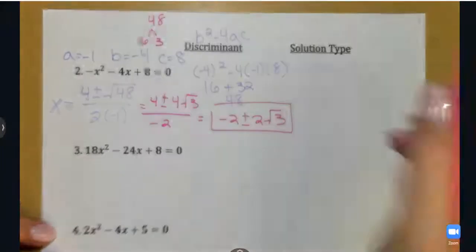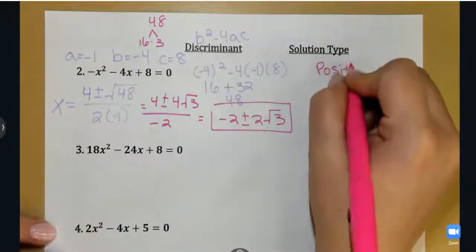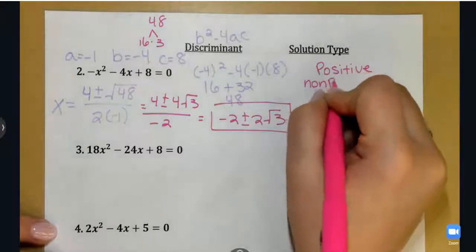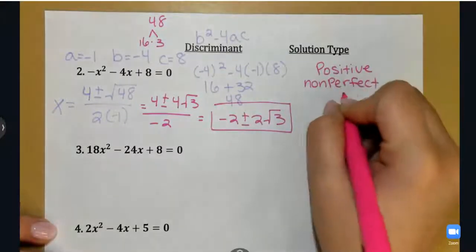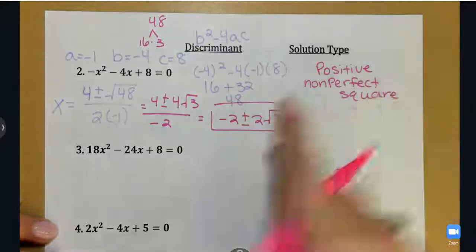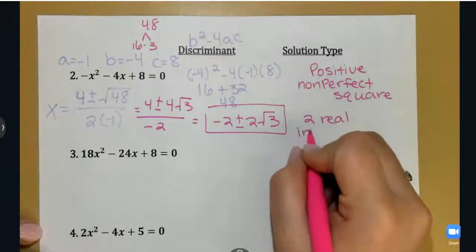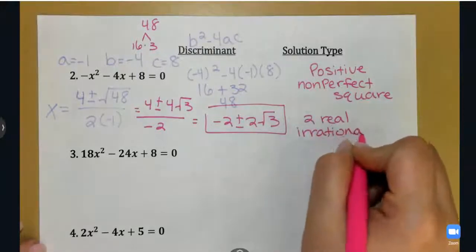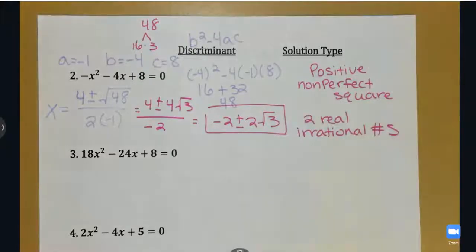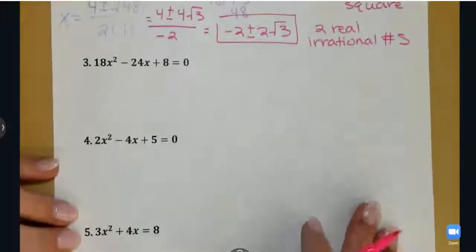Now my discriminant here was positive, and it was a non-perfect square. So what I ended up with were two real but irrational numbers as my solution. So if we have a positive non-perfect square as our discriminant, our solution is going to be two real irrational numbers. On to number 3.